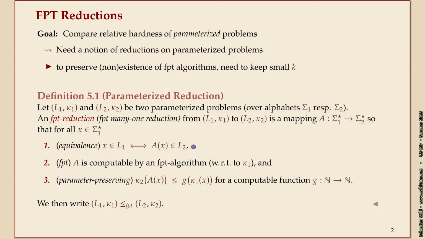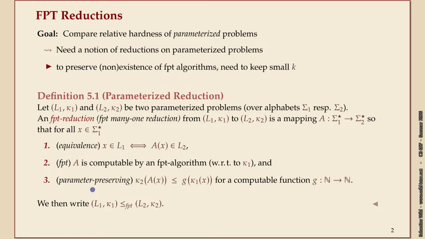That's precisely as in polynomial time reductions. Then polynomial time reductions, as the name says, had to run in polynomial time. Here we allow FPT time. So the algorithm A that performs this mapping can take FPT time, so it could take more time if the parameter is big.